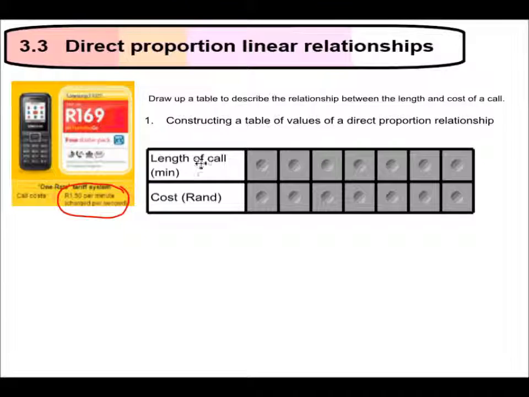So our two variables are the length of the call and the cost. The cost depends on the length of the call. So the cost is the dependent variable and the length of the call is the independent variable.